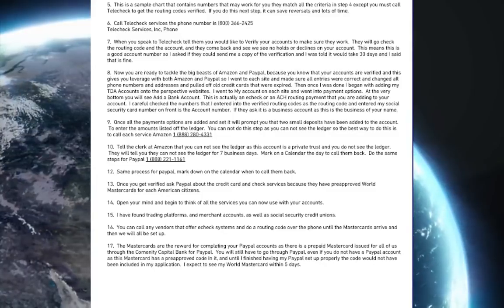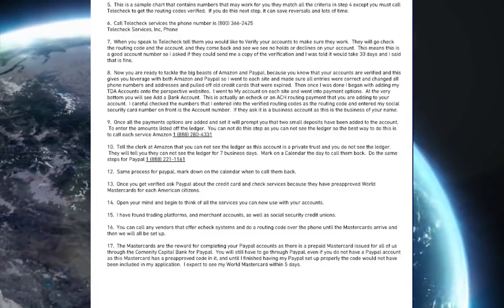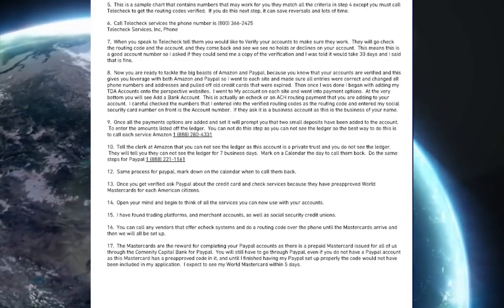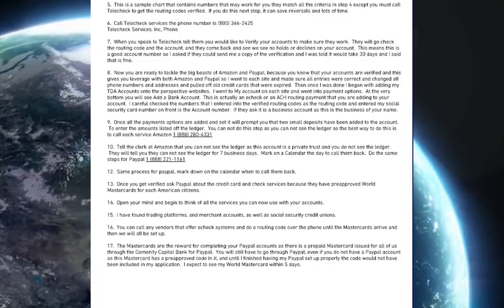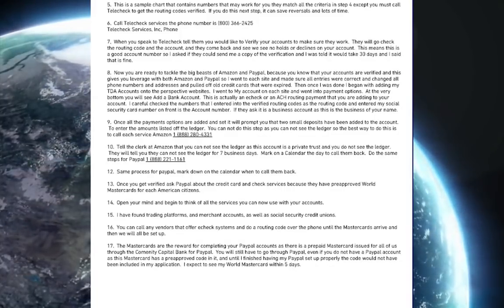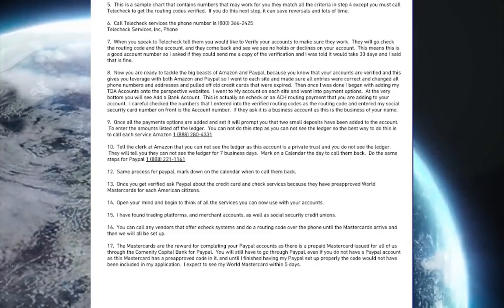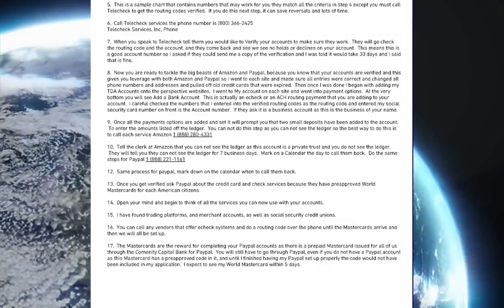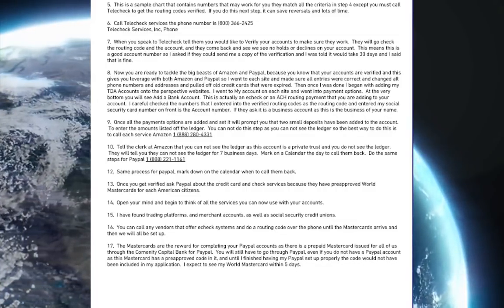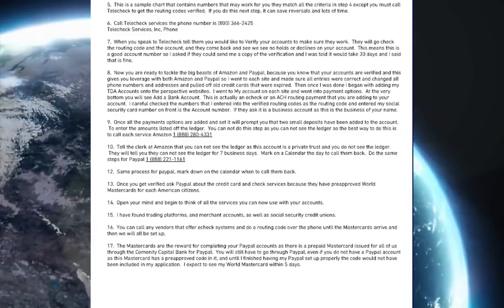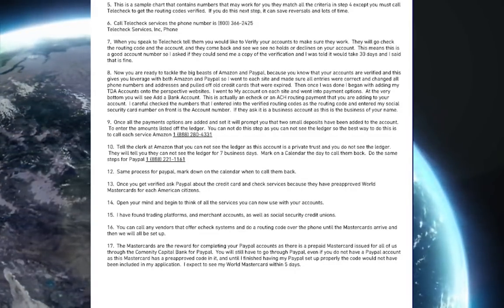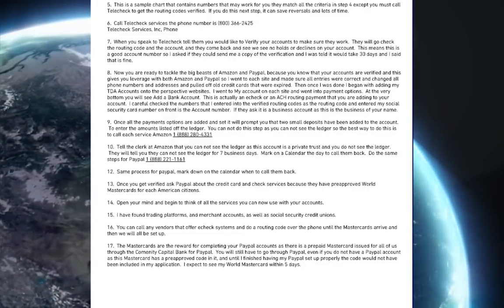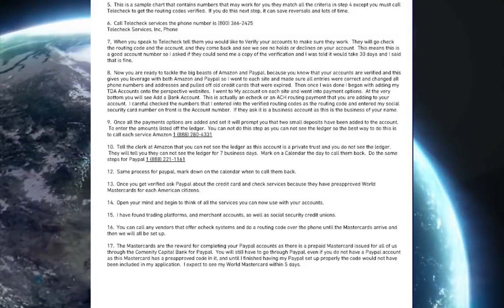17. The MasterCards are the reward for completing your PayPal accounts, as there is a prepaid MasterCard issued for all of us through the Community Capital Bank for PayPal. You will still have to go through PayPal, even if you do not have a PayPal account, as this MasterCard has a pre-approved code in it, and until I finished having my PayPal set up properly, the code would not have been included in my application. I expect to see my World MasterCard within 5 days. Source: Real Truth Universe.